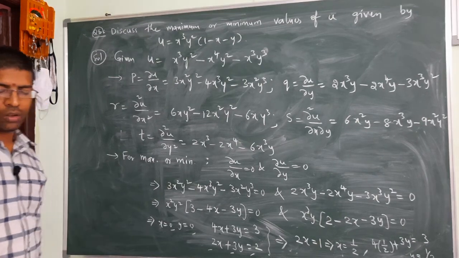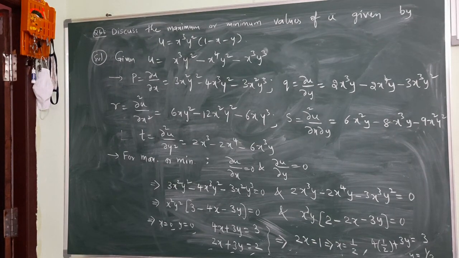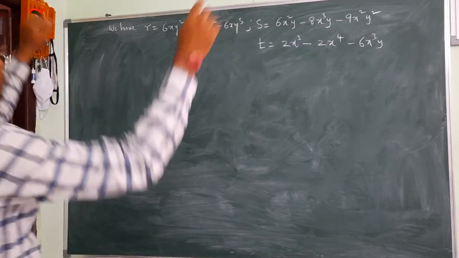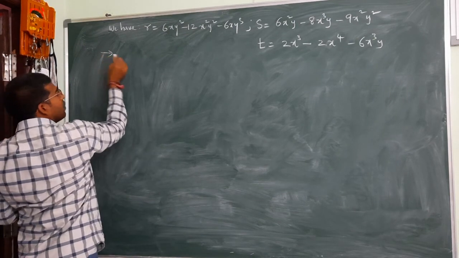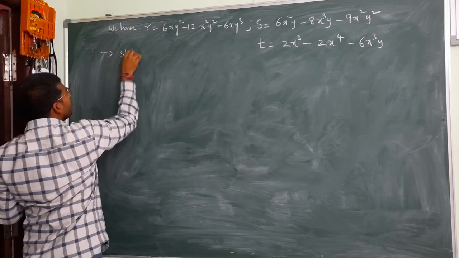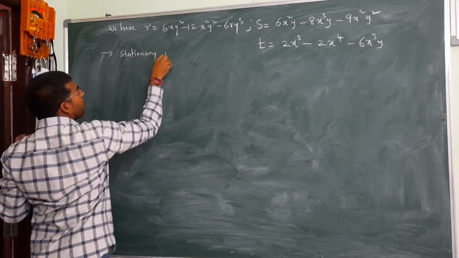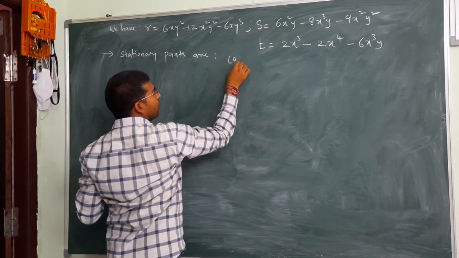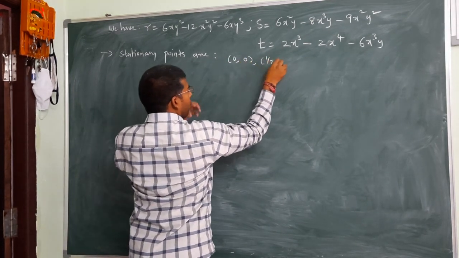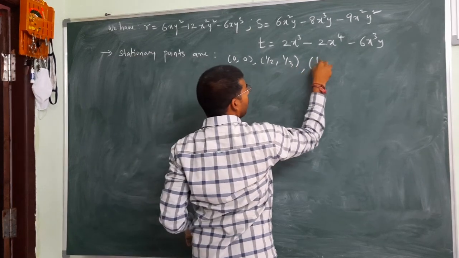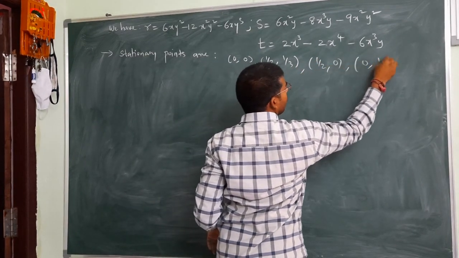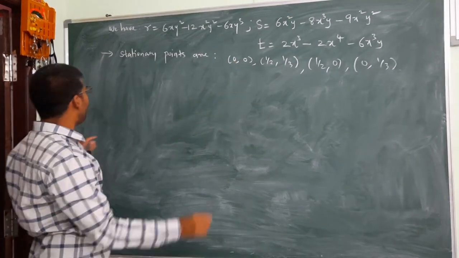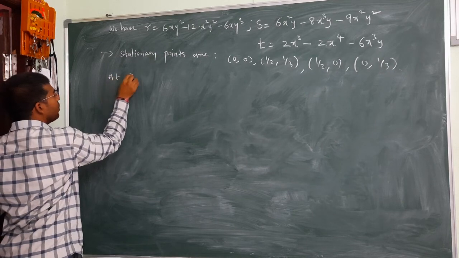First note down up to here. See, what are the stationary points we got? The stationary points are: first one is (0, 0), the next one is (1/2, 1/3), and the other ones are (1/2, 0) and (0, 1/3), right? We got 4 stationary points. At each point we will verify whether it is maxima or minima. First at (0, 0).